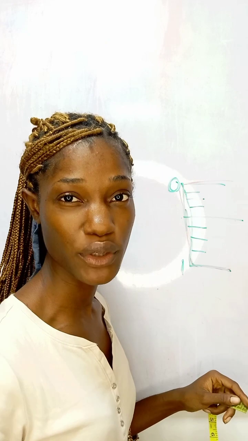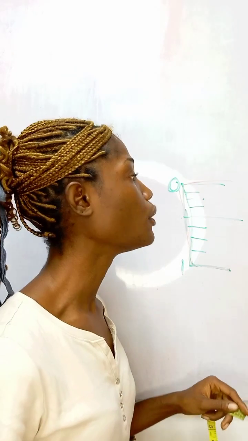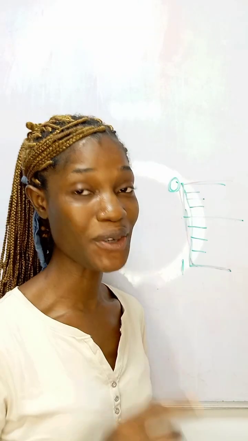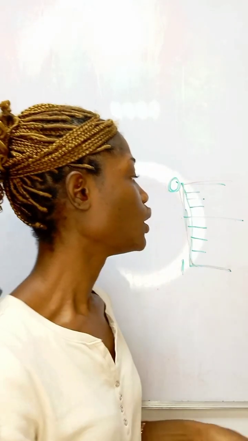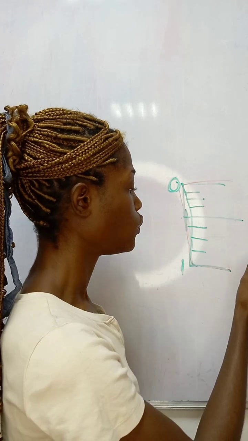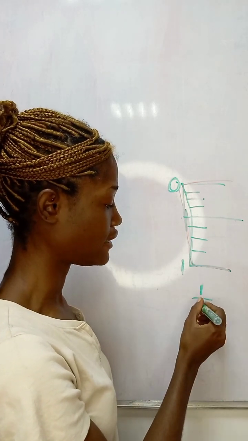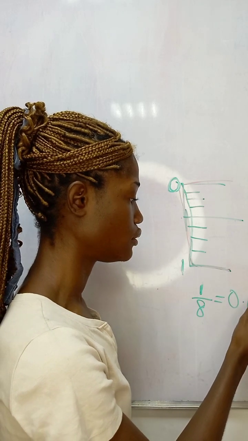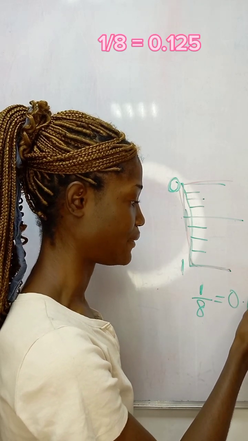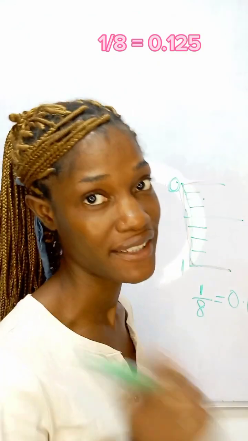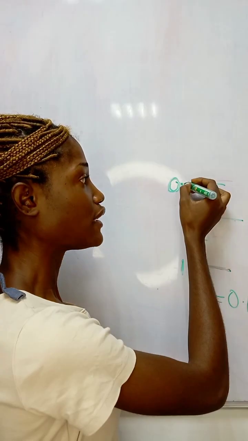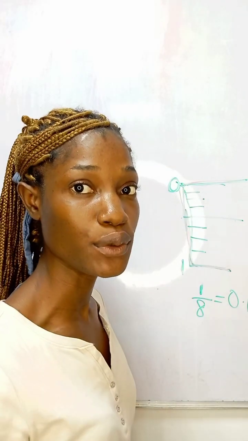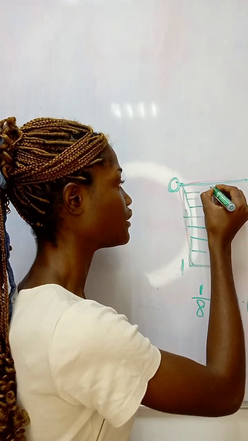For the centimeter part of the tape, we did 1 over 10 because it's 10 strokes. But for the inch part of the tape, it's going to be 1 over 8 because it's 8 strokes. So we'll have 1 divided by 8, and we'll get 0.125. That's what we'll get for the first one. So after 0, the next thing we get is 0.125.